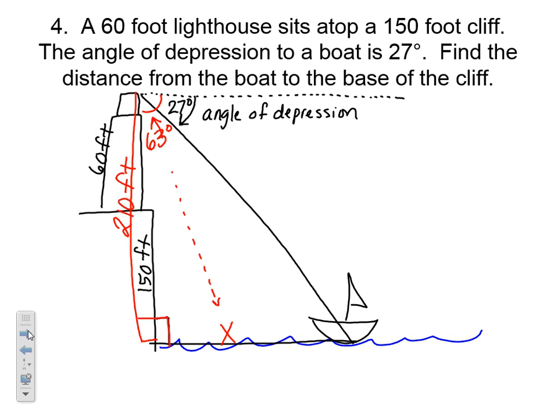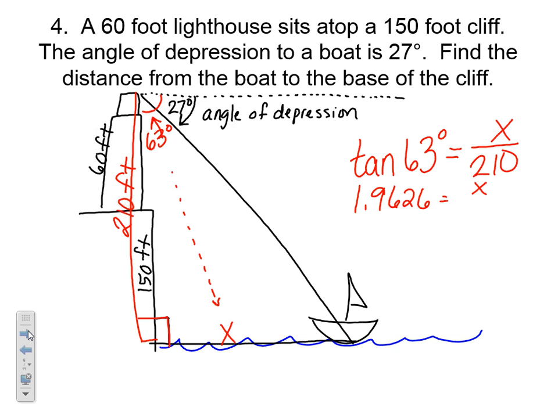Adjacent is my 210. So again, we're going to do a tangent. Tangent of 63 degrees equals the opposite side over the adjacent side. So now if I ask my calculator, tangent 63 degrees is 1.9626 equals x over 210. Place this over 1, cross multiply, multiply that funny decimal times 210, and we get 412.1 feet. So that boat is a little over 400 feet away from the base of the cliff.